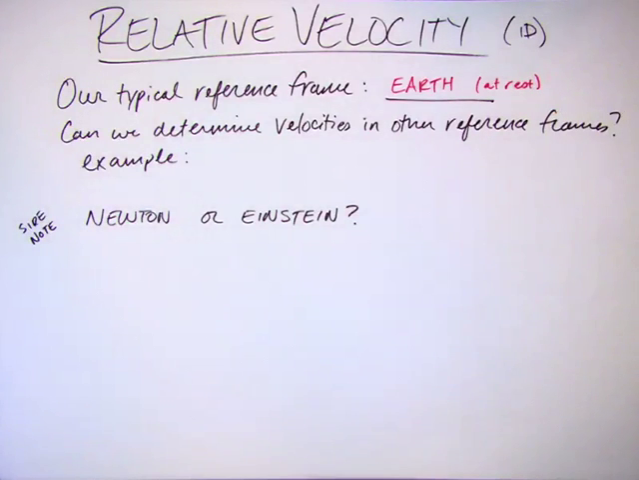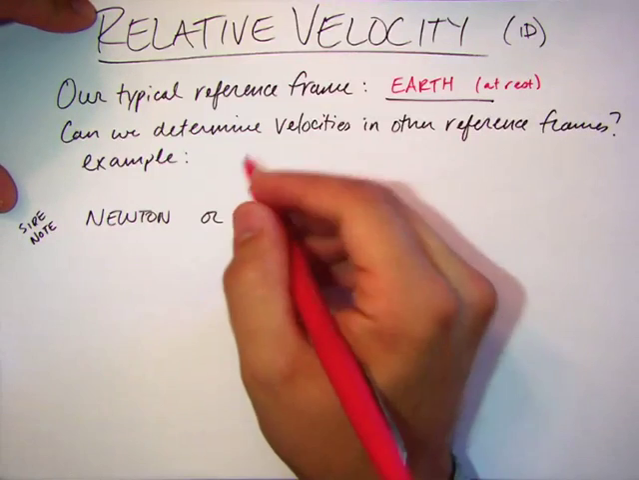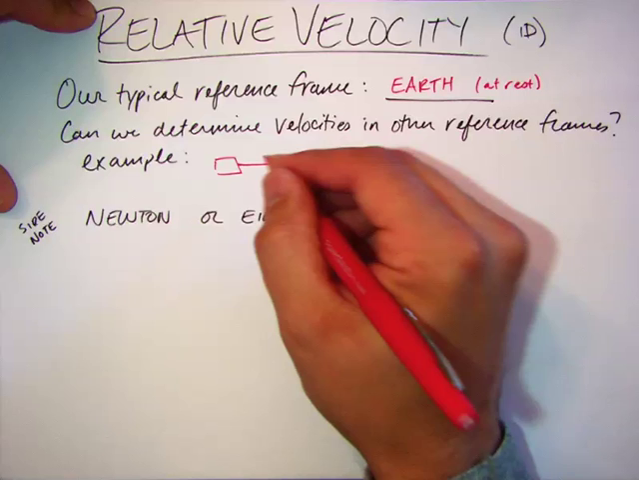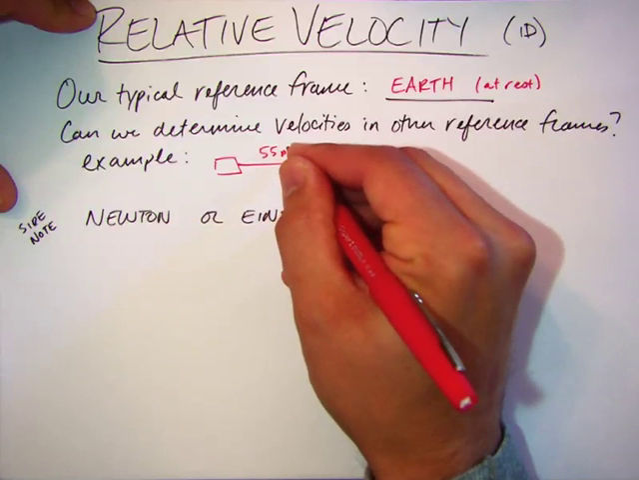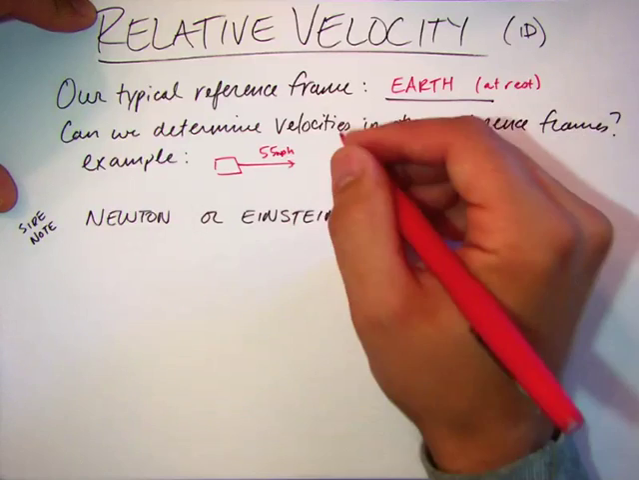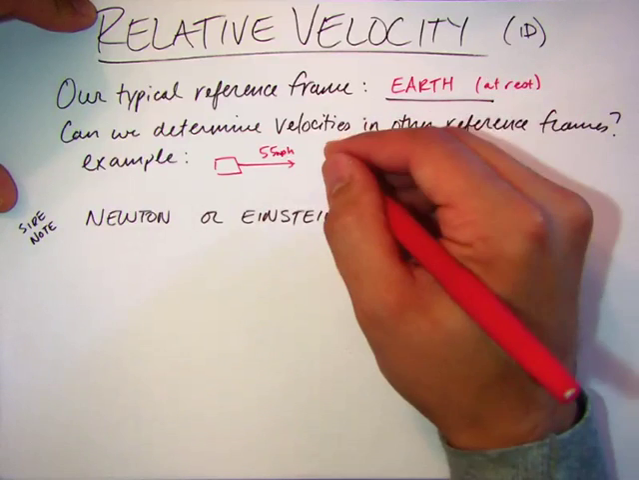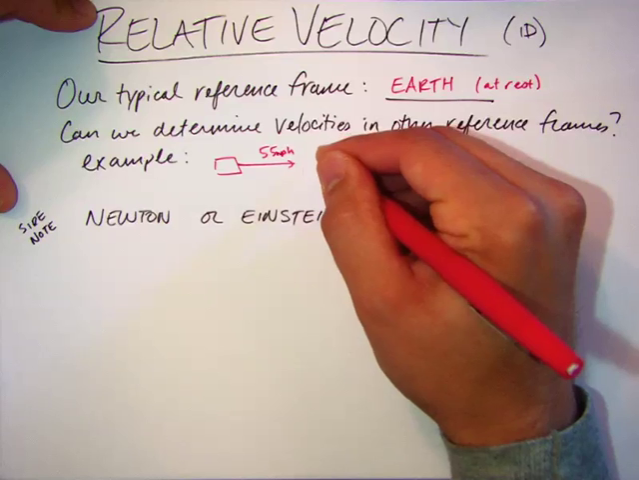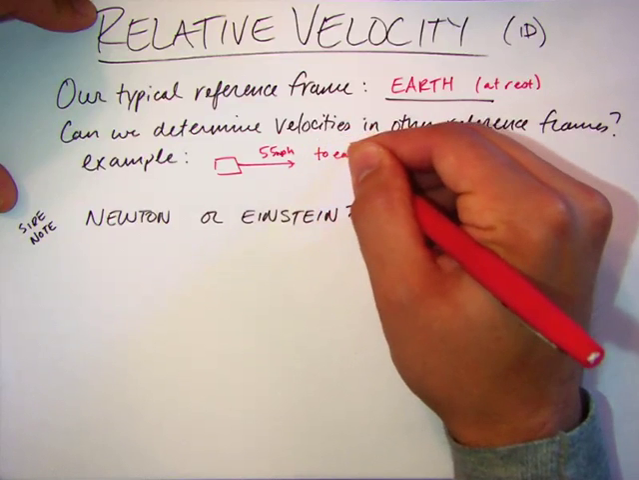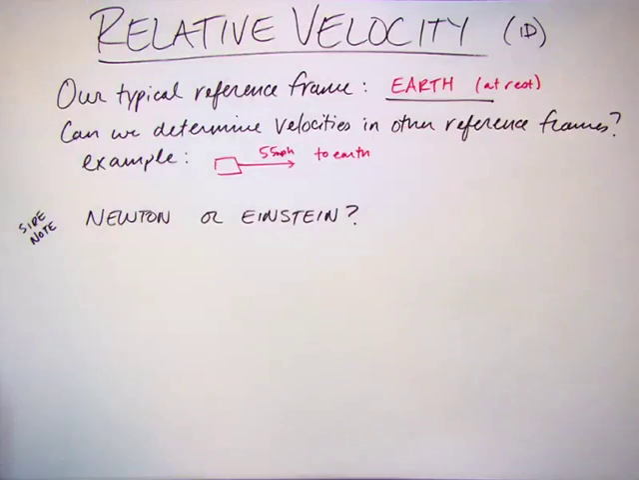So if we're driving down the highway at 55 miles per hour, let's say, that 55 miles per hour is a relative speed to the Earth, right? It's 55 miles per hour to the reference point of the Earth. If the Earth is at rest, then we're moving 55 miles per hour relative to the Earth.